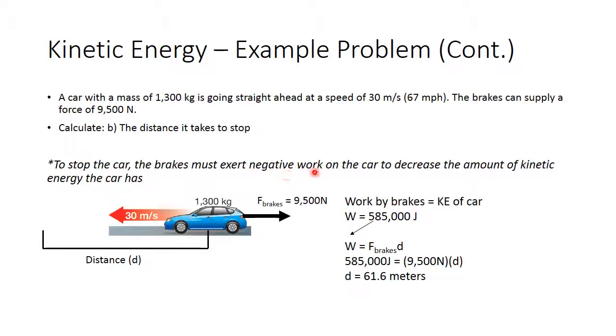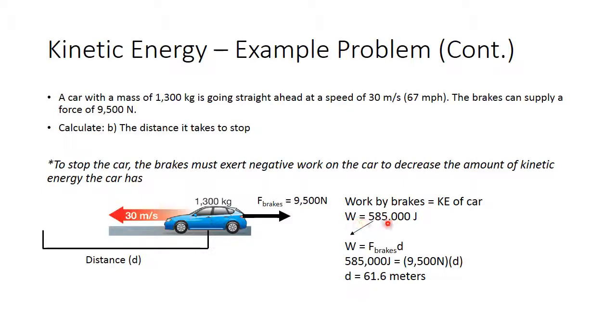And remember, negative work will decrease the amount of energy the system has, and for this problem, the system is the car. When that negative work done by the brakes is equal to the total kinetic energy of the car, that car will stop because it will have no kinetic energy left. The brakes did all this negative work and decreased that energy so much that kinetic energy finally goes to zero.